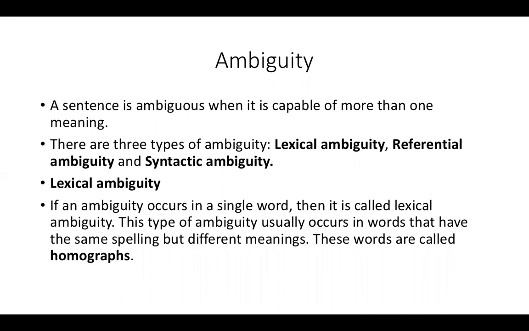Lexical ambiguity: if an ambiguity occurs in a single word, then it is called lexical ambiguity. This type of ambiguity usually occurs in words that have the same spelling but different meanings. These words are called homographs. When a single word has the same spelling but different meanings, that word is called a homograph.